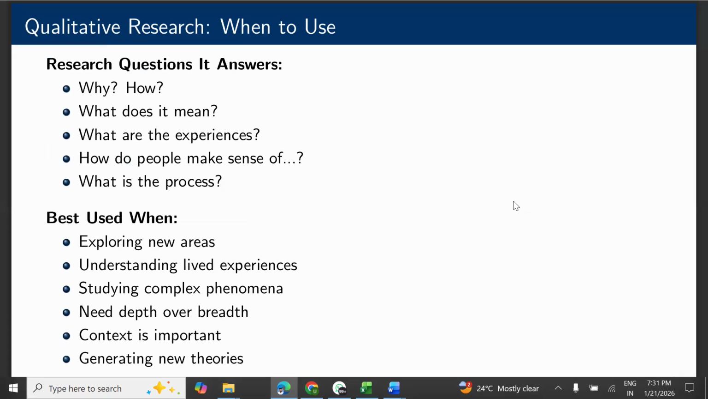Next, when should we use qualitative research? If we have research questions like why, how, what does it mean, what are the experiences, how do people make sense of, what is the process. It is best used when we are trying to explore new areas, understand lived experiences, study complex phenomena, and where we need depth over breadth. Context is important, and we need new theories.